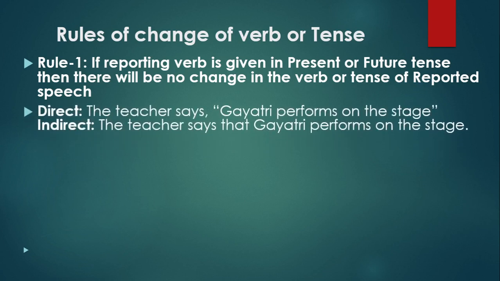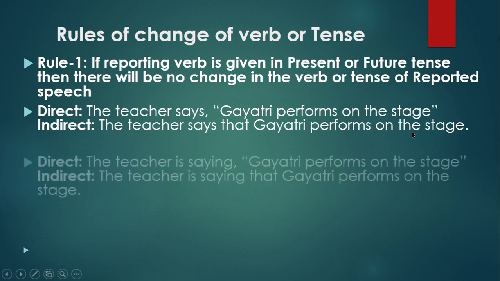So you see, the teacher says, Gayatri performs on the stage. So here you see, the teacher says. Okay. So what is our rule? Our rule says that if we have present or future tense in the reporting verb, you see, the teacher says. So here we have present tense. So there will be no change in the reported speech. The teacher says that Gayatri performs on the stage.